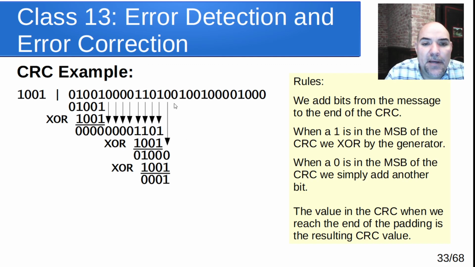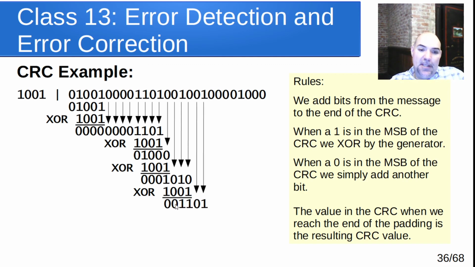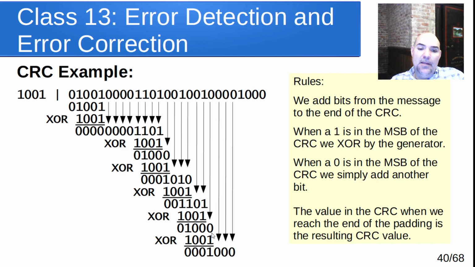Now we're going to bring down the next 3 bits. So now we have 1, 0, 1, 0. XOR by 1, 0, 0, 1, because we had a 1 in that position, and that gives us 0, 0, 1, 1. Bring down the next 2: 1, 1, 0, 1. XOR by 1, 0, 0, 1. We get 1, 0, 0. Bring down the next 0, and now we have 1, 0, 0, 0. XOR by that, and we get 1. Bring down the next 3 zeros.